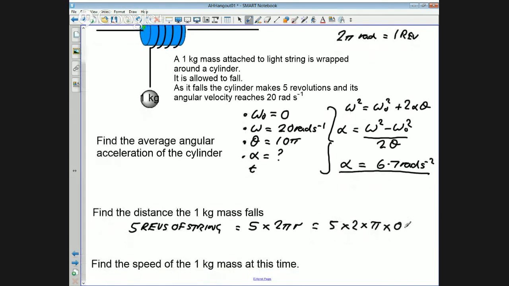So therefore we can find the distance gone quite easily, and the distance gone should be something like 2 pi or 6.3 meters. So that's how you'd work out the distance which the rock would fall.